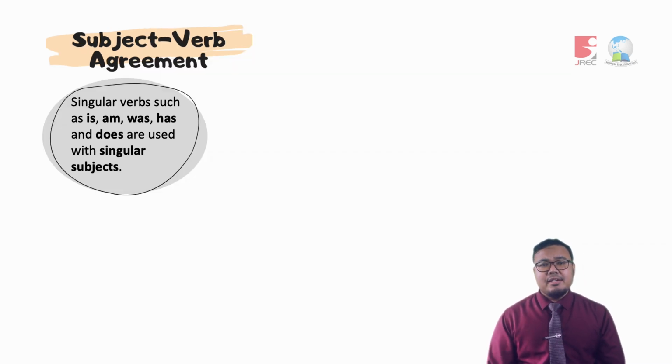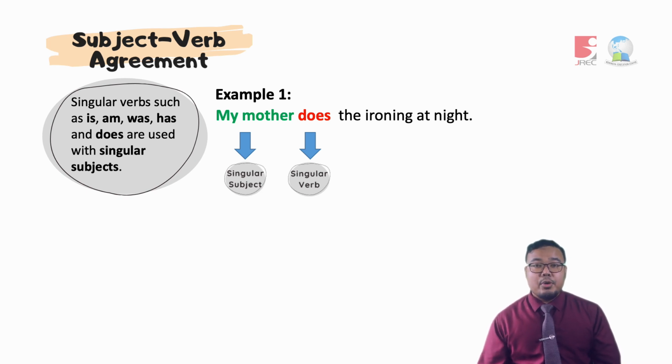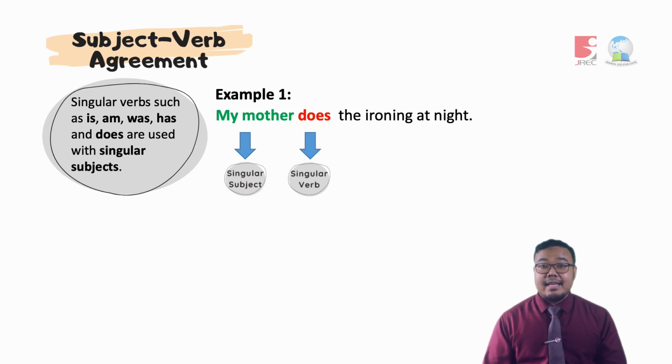Okay, a singular verb such as is, am, was, has and does are used with singular subject. Like I mentioned before, singular subject must be followed by singular verb. For example, my mother does the ironing at night. If you look at the example, my mother is a singular subject. Must be followed by a singular verb, which is does.